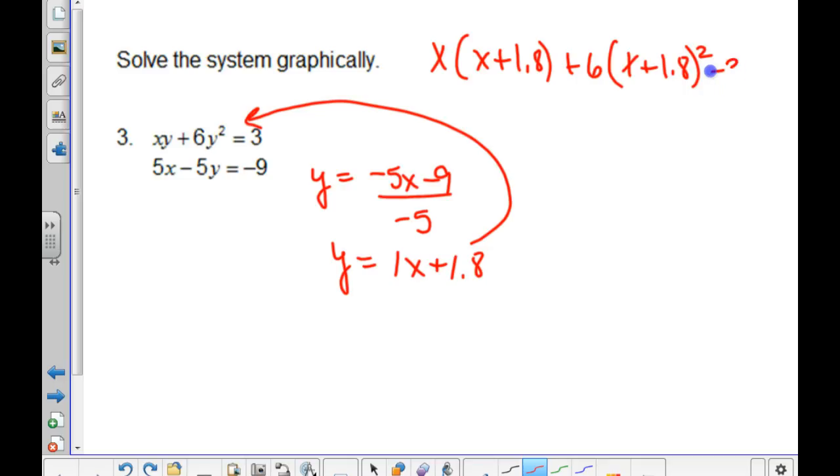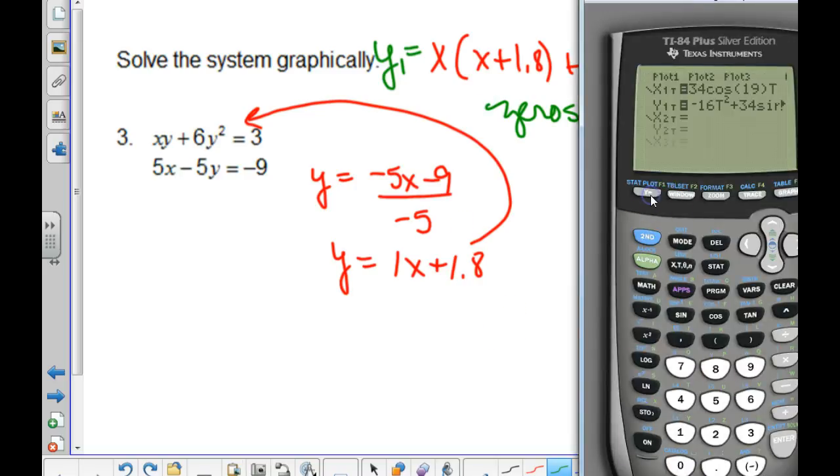Now, I'm going to subtract the 3 over to this side and say equals 0. There's no y left, but what could we do on our calculator to graph that and find the answers to that equation right there? We could put it all in y1 and find the zeros. We want to find the zeros. So can you type that in and find the zeros?